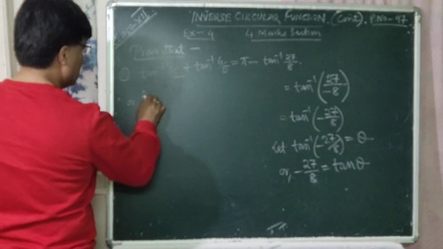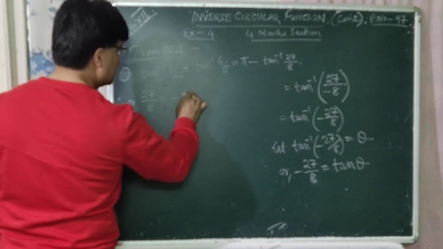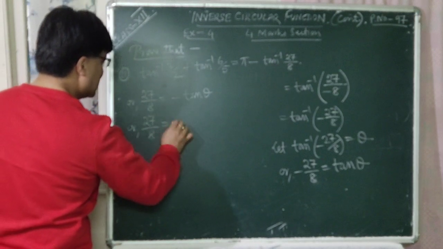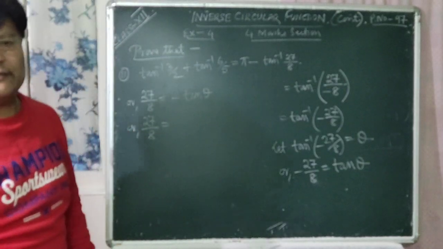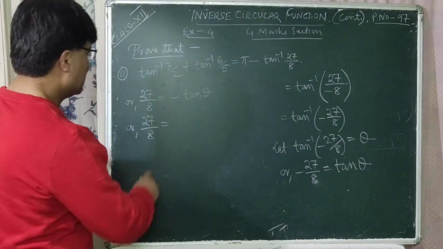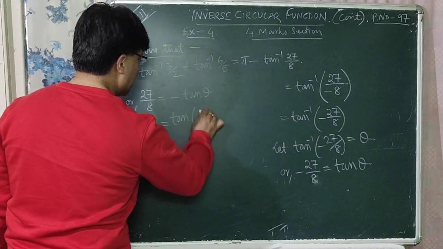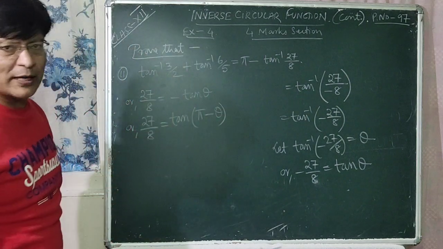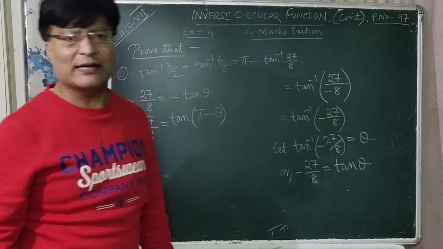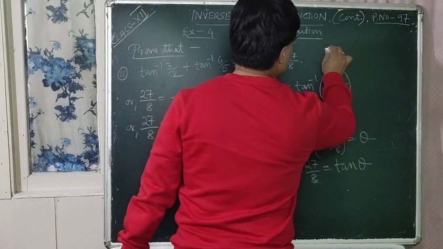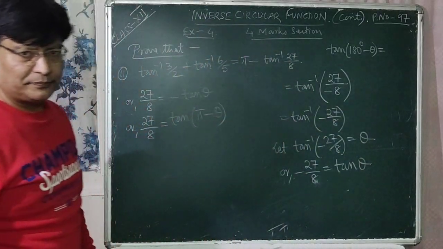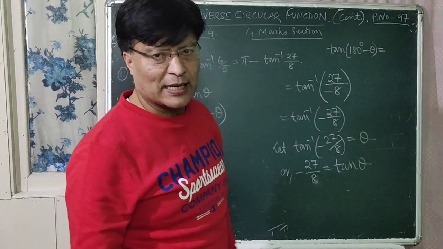Next one is 27 by 8 is equal to minus tan theta, right? Or 27 by 8 is equal to, so tan theta is negative in which quadrant? Second quadrant, right? So tan of, you should write here pi minus theta, because you know the formula. In class 11 you did trigonometrical ratios of associated angles, isn't it? That in that case tan 180 degree minus theta, what is this formula?